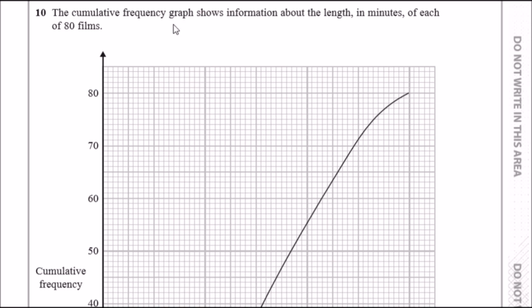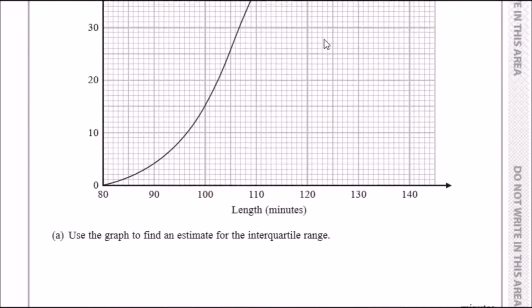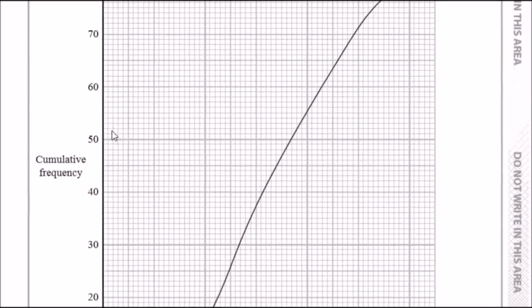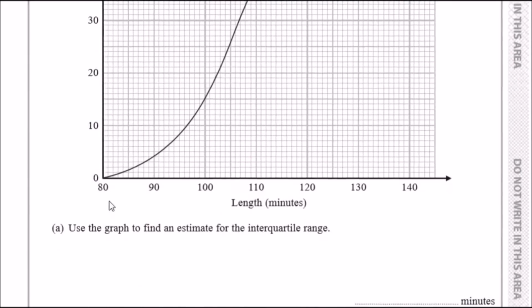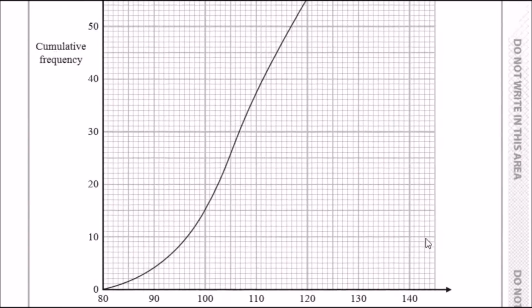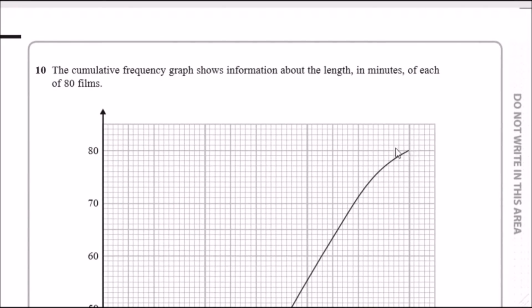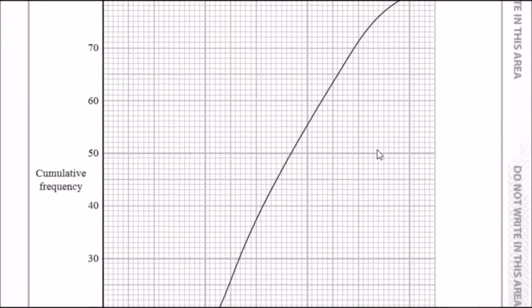So the cumulative frequency graph shows information about the length in minutes of each of 80 films. Okay, so just for those who don't know, a cumulative frequency is basically adding up all the frequencies as we go along. So that's why from the beginning, if we look at the length in minutes, we can say for up to 80 minutes, no films are watched. But films that lasted for, let's say, 100 minutes, we can say that there were definitely up to 15 films. So of course, films up to 140 minutes, that accounts for every single 80 films. So that's how it goes.